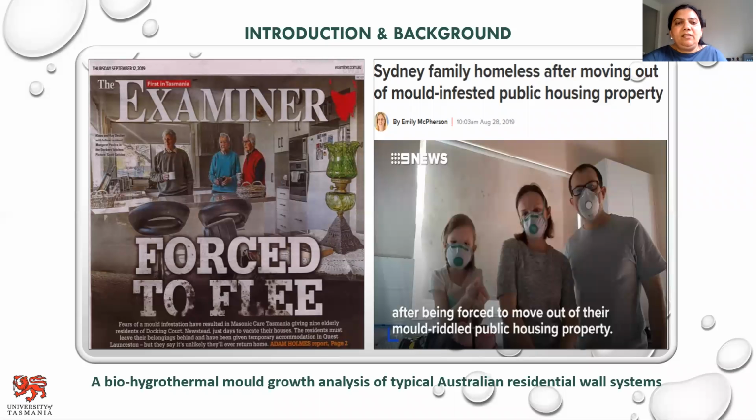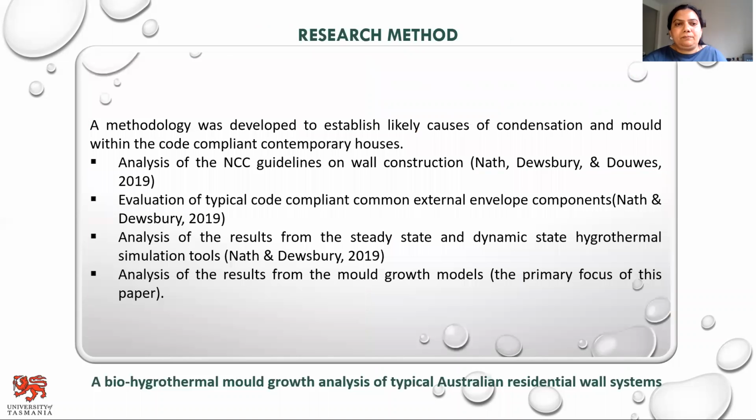To introduce the topic, here are two newspaper articles. The first one is from Tasmania and the other one is from New South Wales. Though being in different climate zones, the experiences of the occupants were the same. They were forced to leave their habitable space because of mold infestation and adverse impact on their health. Since 40% of Australian contemporary code-compliant households face condensation problems, condensation is a national issue.